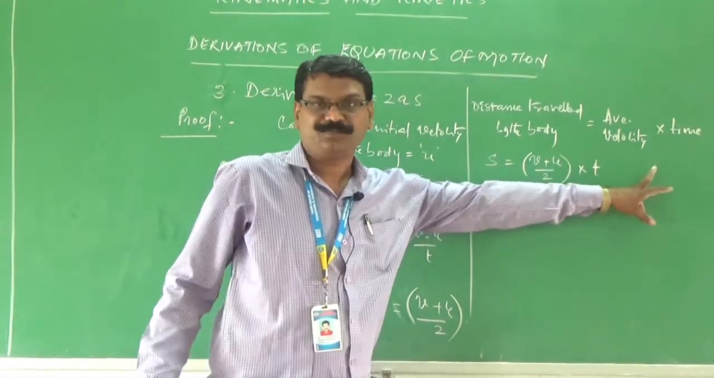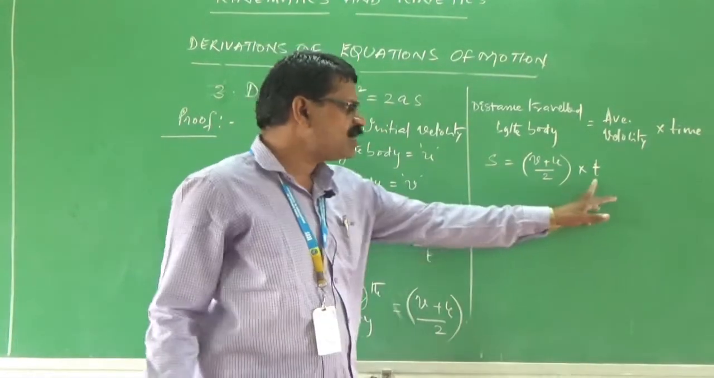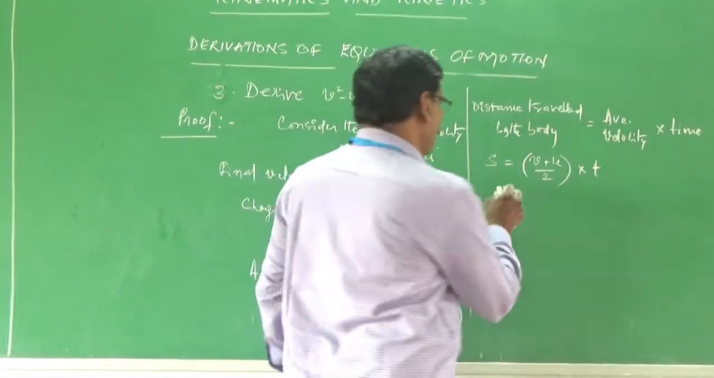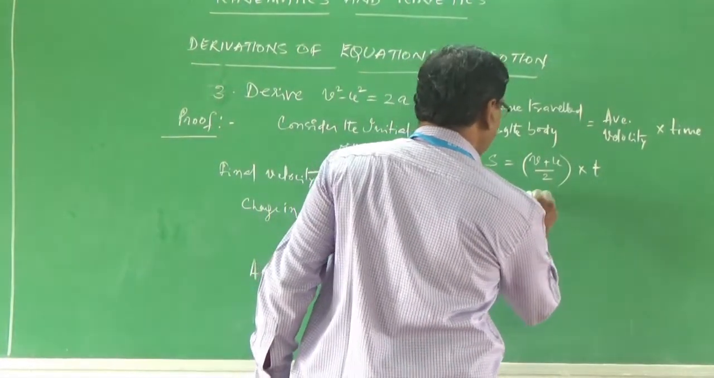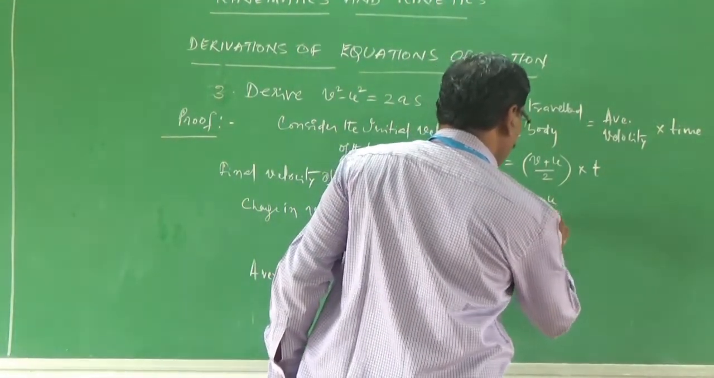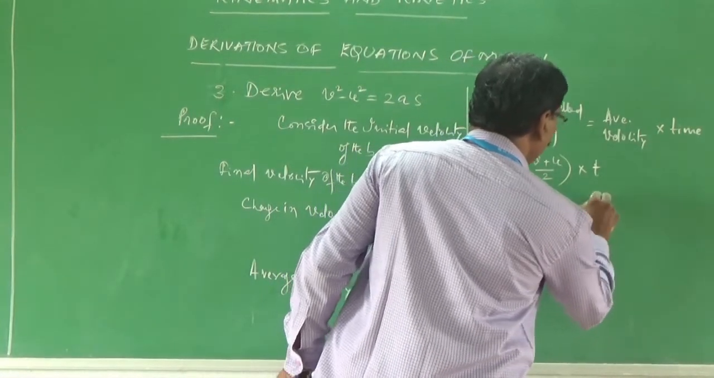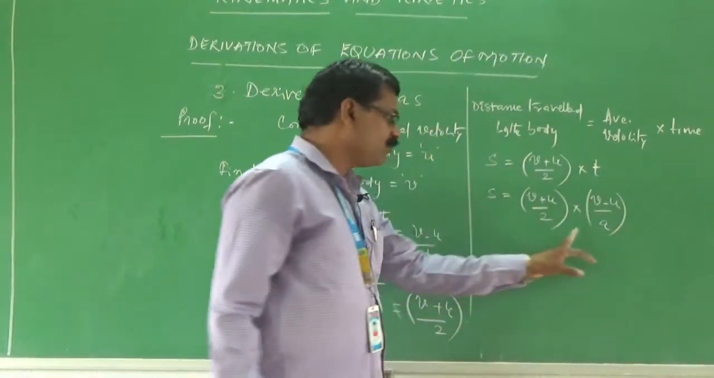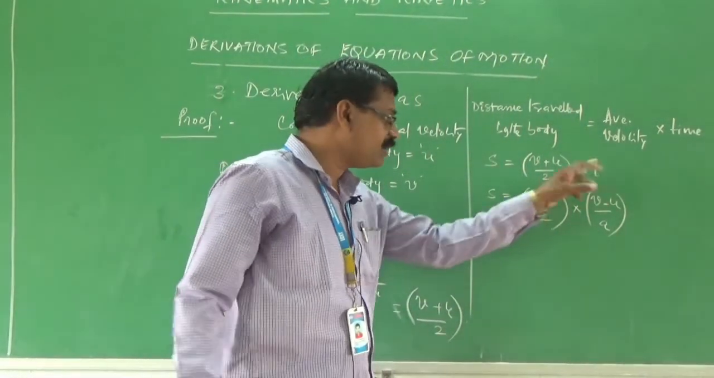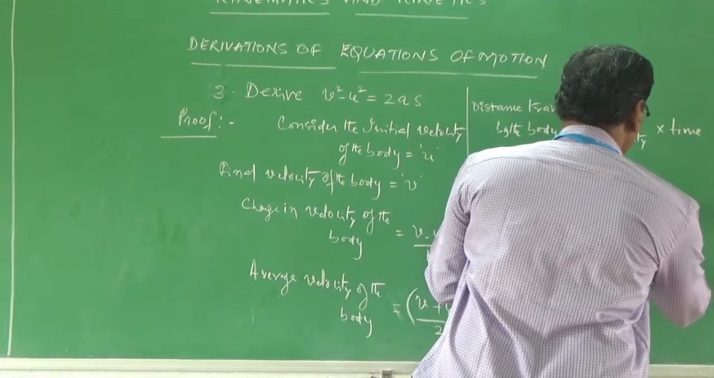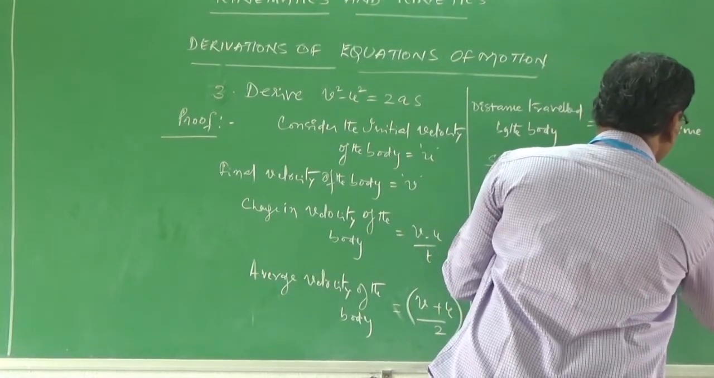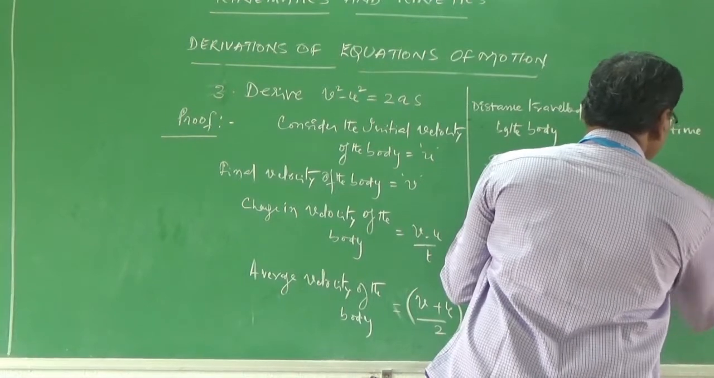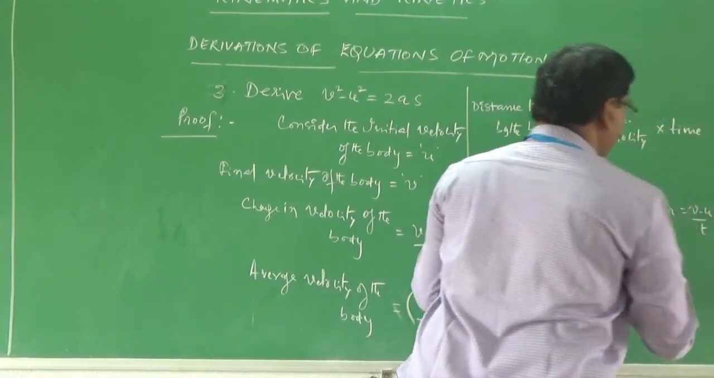What is T? Time. Now, this T can be written, for our convenience, by the definition of acceleration. I will get the expression for T like this: S is equal to (V plus U) by 2 into (V minus U) by A. So, where did this expression come from? Reasoning: since A is equal to (V minus U) by T, this was the standard definition of acceleration.